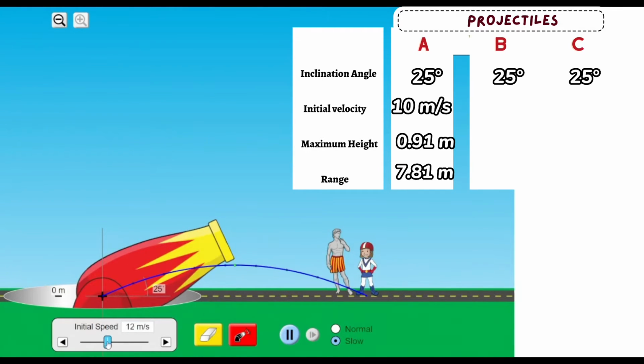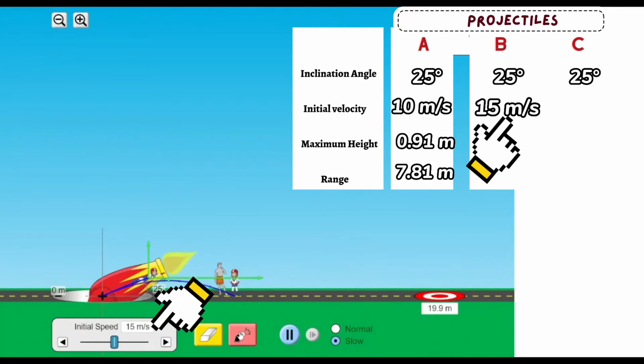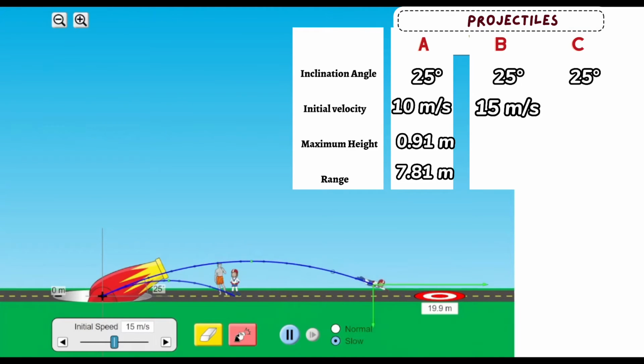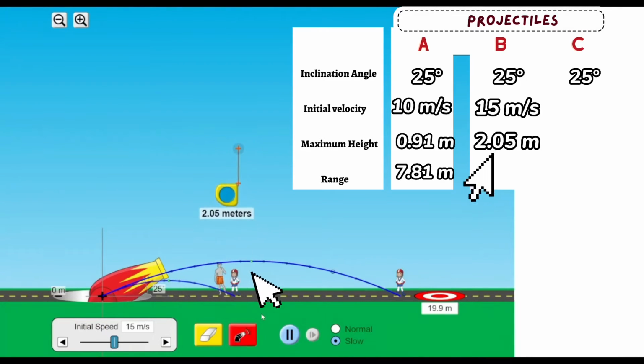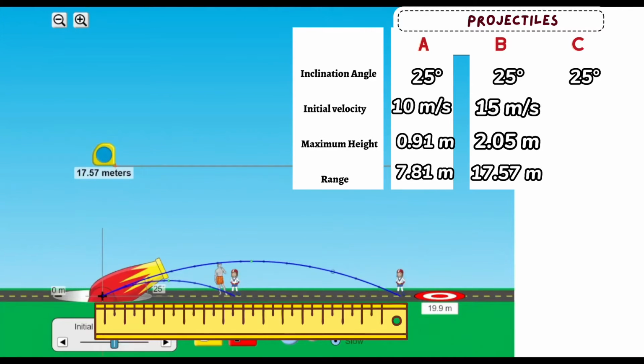Next we have projectile B with an initial velocity of 15 meters per second. Let's find its maximum height and range. We have a maximum height of 2.05 meters and a range of 17.57 meters.